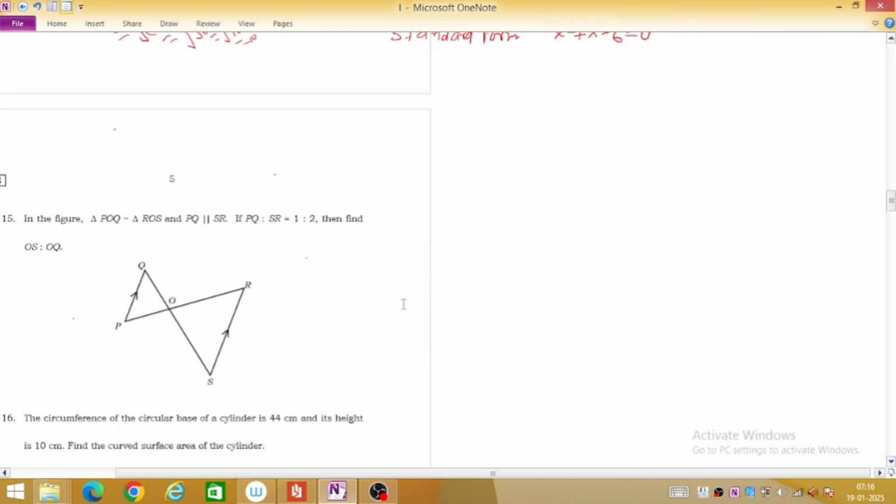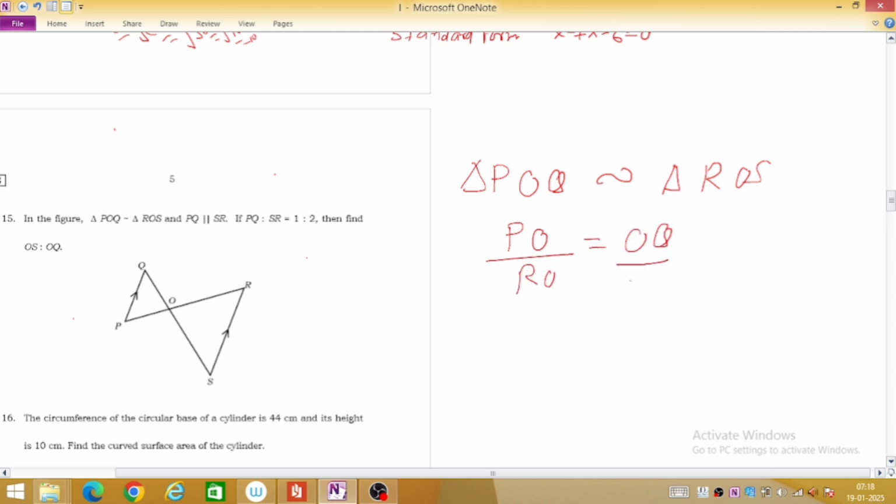Here question 15 is given. One figure is given: triangle PQR is similar to triangle ROS. Here two triangles are given, POQ similar to triangle ROS. Then if triangles are similar, then the ratios of the corresponding sides are equal. Then here PO by RO equals OQ by OS and PQ by RS.